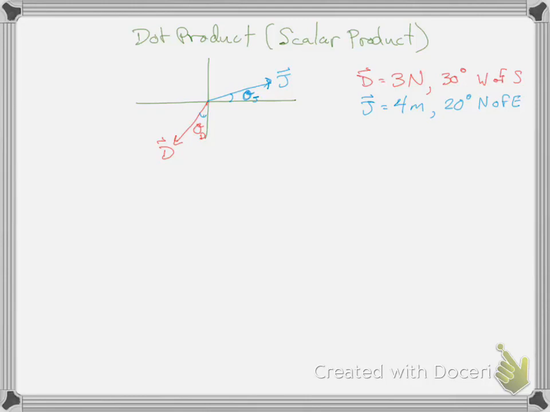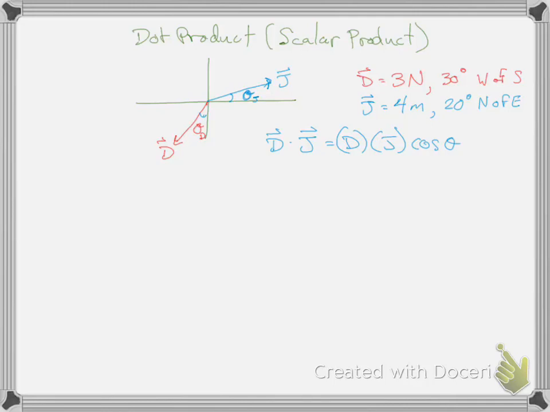I said D is a force vector. It's got a magnitude of 3 newtons and its angle is 30 degrees west of south. And J is a displacement vector. Its length is 4 meters and its angle is 20 degrees north of east. Doesn't really matter what those numbers are. I want to find the scalar product. So what's D dot J? D dot J is the length of D times the length of J times the cosine of the angle between D and J. So be careful. I gave one theta D and the other theta J. And theta in this case is going to be the angle between D and J.